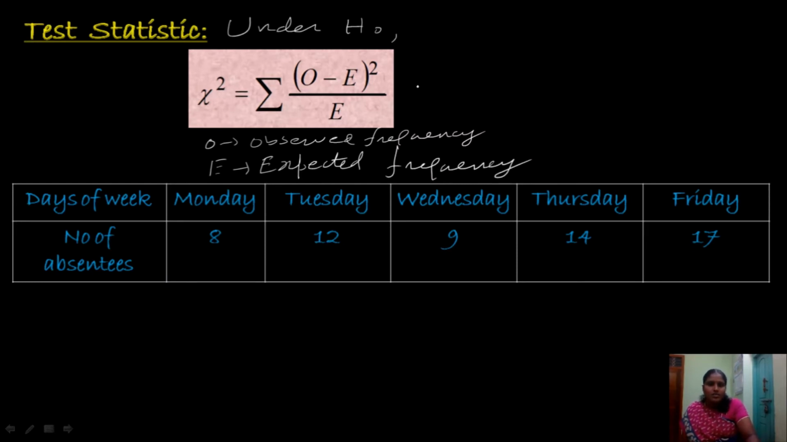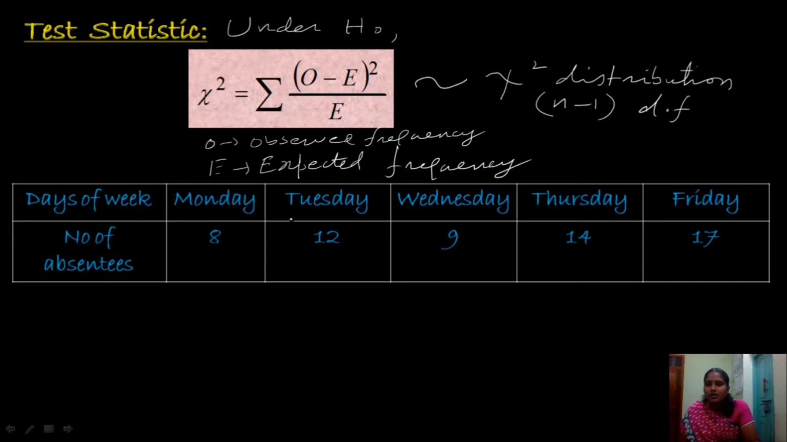This follows a chi-square distribution with n-1 degrees of freedom. So the degrees of freedom for this one is n-1. Now look at the problem given for us. Days and number of absentees are given. This is the observed frequency, isn't it? Now we have to calculate the number of expected absences on each day of a week.